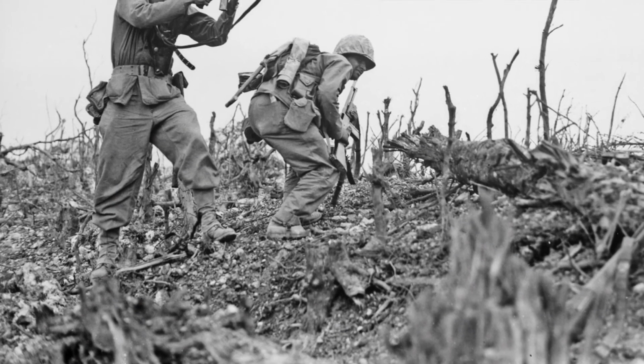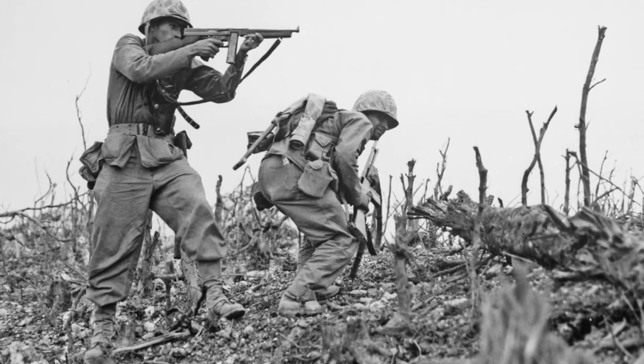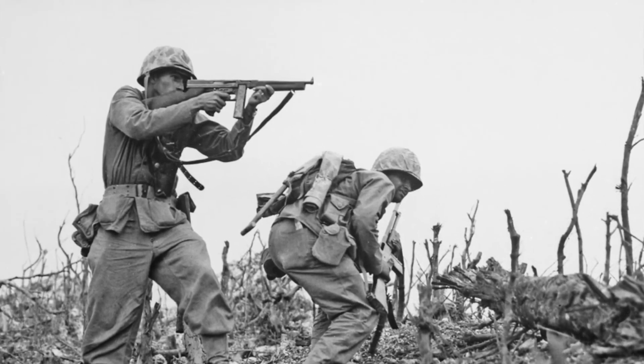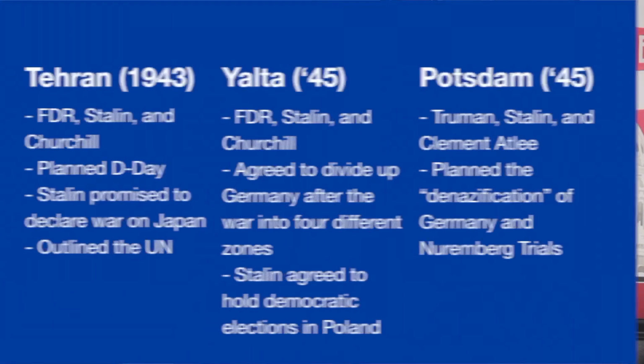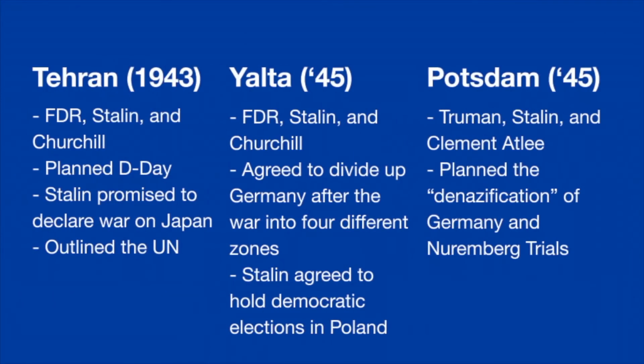In the Pacific theater, the U.S. used the method of island hopping, which involved going from island to island in the Pacific and driving out Japanese forces. By July of 1943, Allied forces had pushed the Axis out of Africa entirely and began moving into Sicily and Italy. In 1943, as war raged, FDR, Stalin, and Churchill met in Tehran, Iran. At the conference, they planned D-Day. Stalin promised to declare war on Japan after defeating the Germans, and they outlined what would eventually become the United Nations.